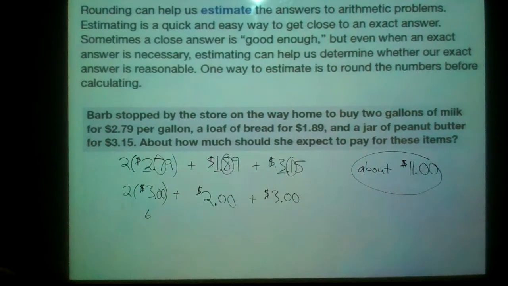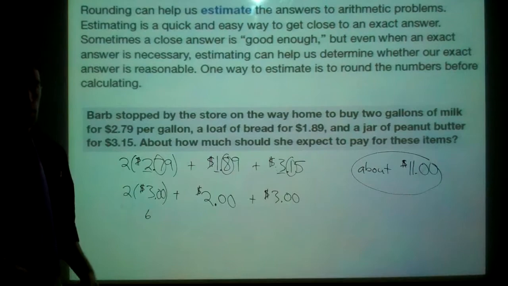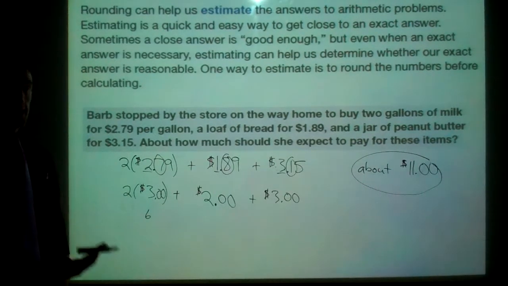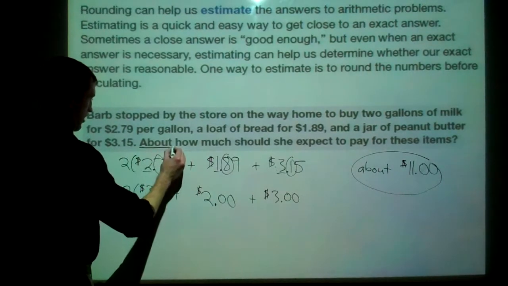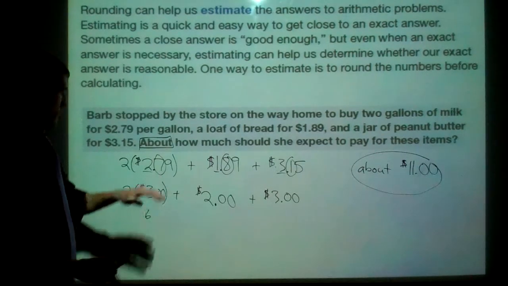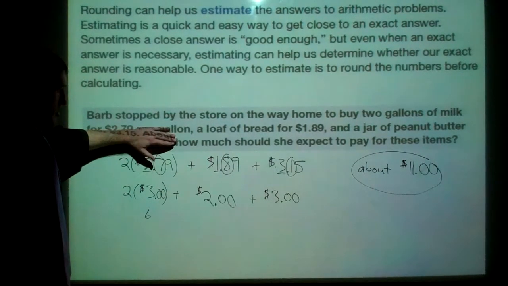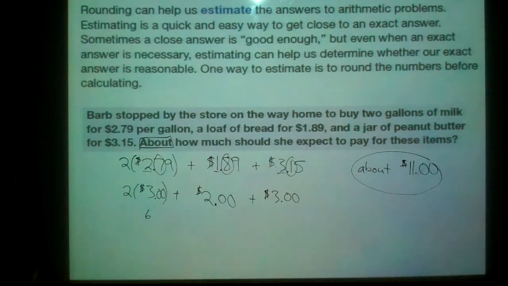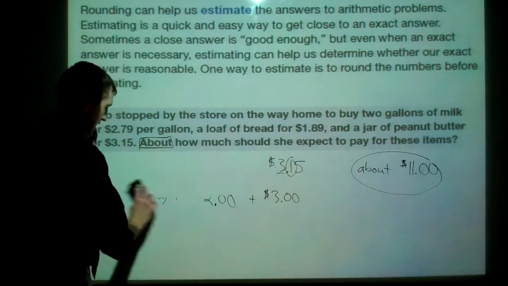Now the keyword, and we don't want to ever estimate unless they give us a keyword or actually say to estimate, but here's our keyword. It says about how much should she expect to pay. If it asked us the question, how much should she expect to pay, we should get the exact answer, but this about changes the whole thing. We're saying that we're allowed to ballpark our answer or estimate. So about is the keyword there that says that we can estimate the answer.